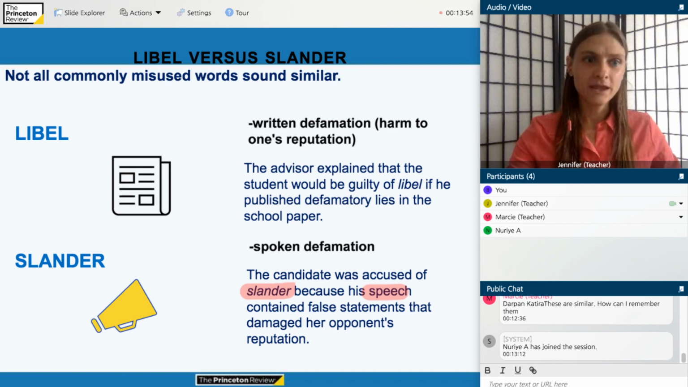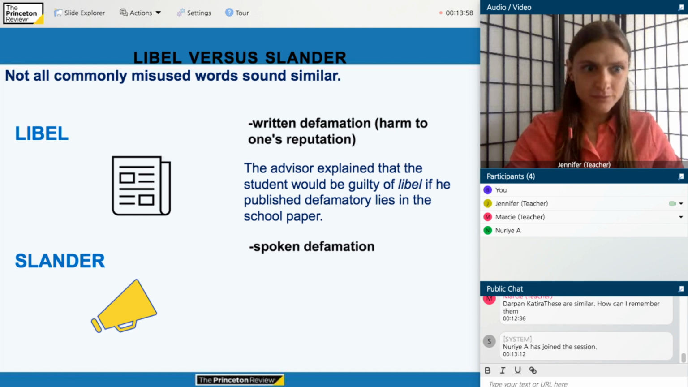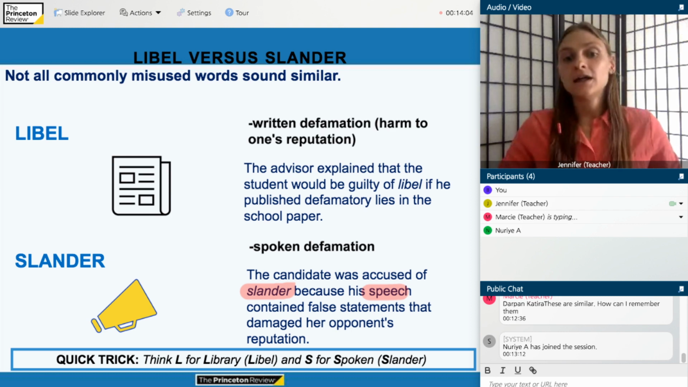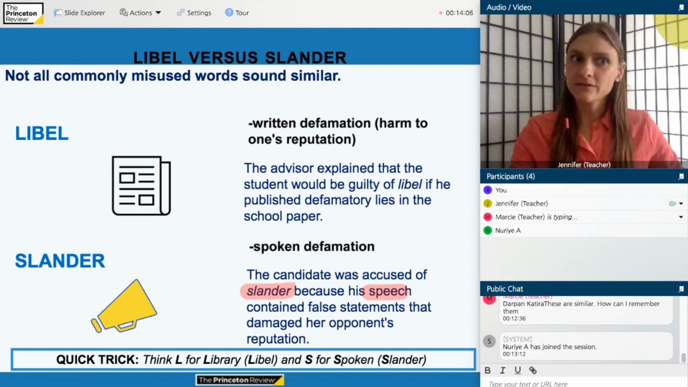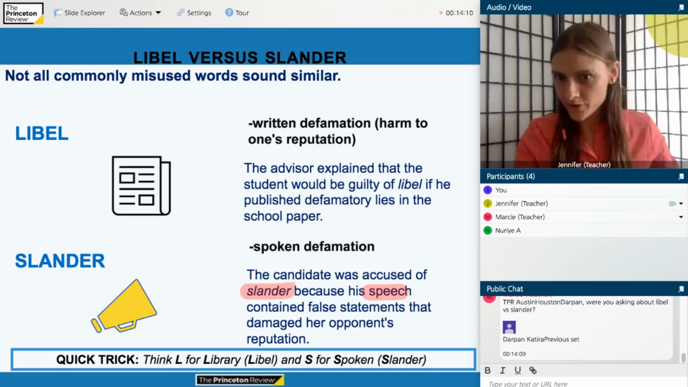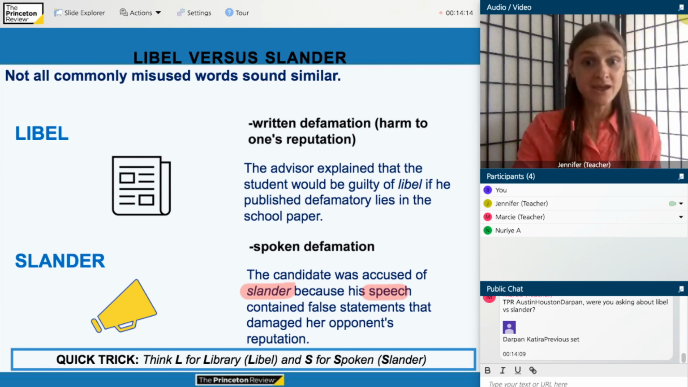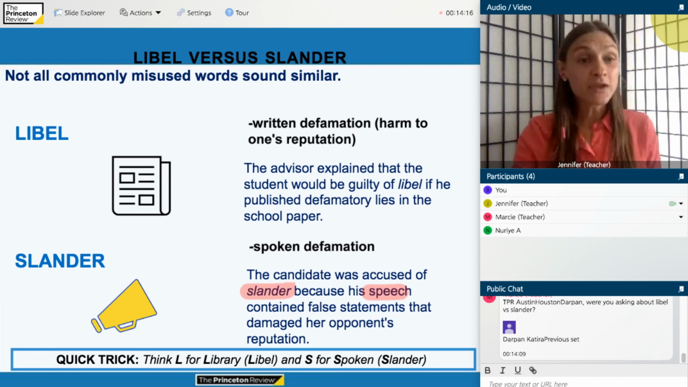Okay, and what is a quick tip? Well, if you think of the library, library starts with L, and so does libel, and you find books in the library. And slander starts with an S, and spoken starts with an S, so those two go together.